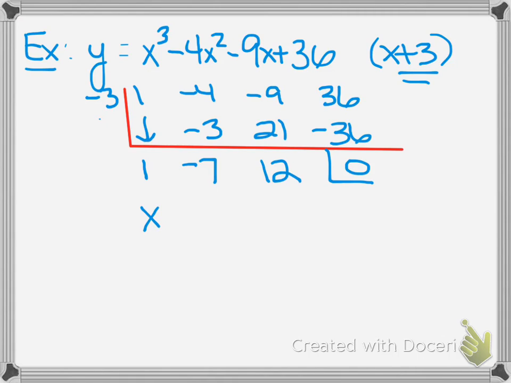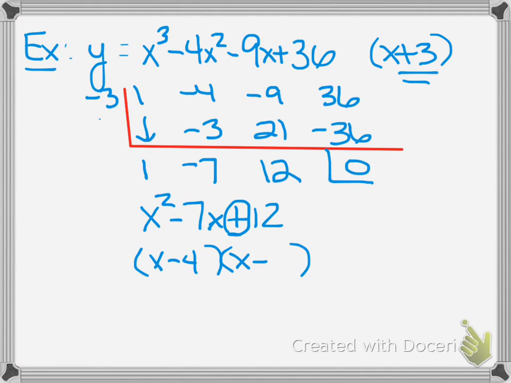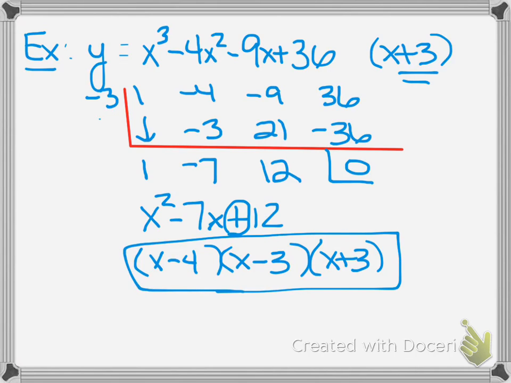Now, we're left with the trinomial x squared minus 7x plus 12. And we get this down to a nice quadratic trinomial that we can factor. We look for the factors whose product is 12, but whose sum is negative 7. That becomes x minus 4, x minus 3. Don't forget the original factor that you have, and you get the complete factorization of the cubic polynomial. And that is how we do division.